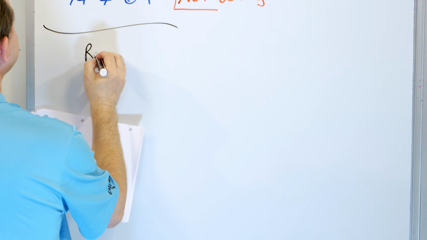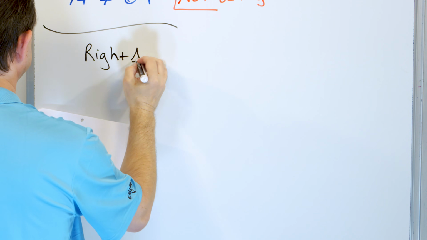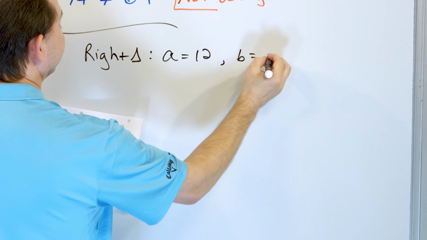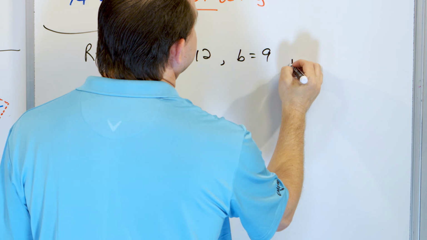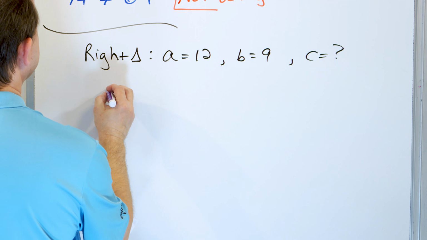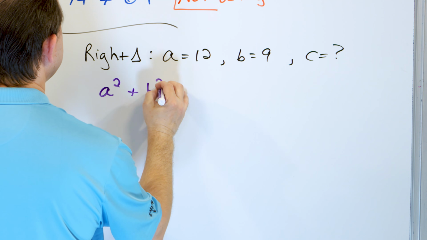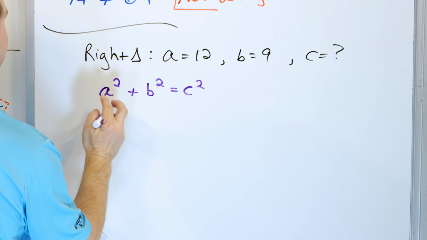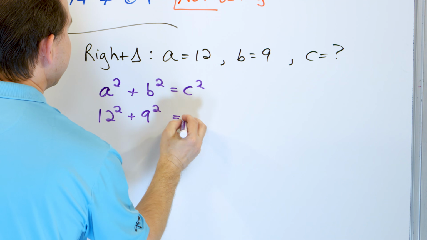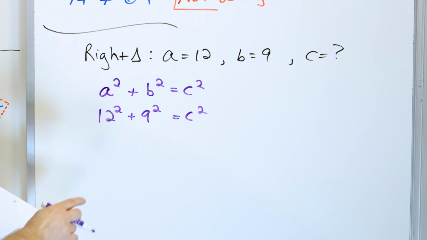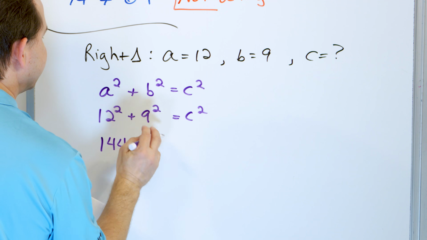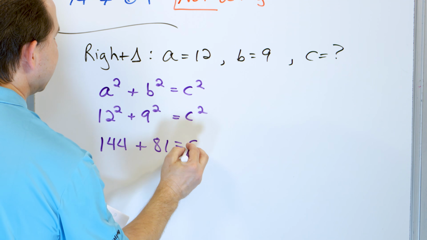Here we have a right triangle with A equal to 12 and B equal to 9. I'd like you to calculate what the value of C is, the hypotenuse. So the first thing we write down: A squared plus B squared has to equal C squared. A is 12, so we put 12 squared. B is 9, we put 9 squared, and that has to equal whatever C is. Now we know that 12 squared, 12 times 12, is 144, and we know that 9 times 9 is 81, and we know that it has to equal C squared.